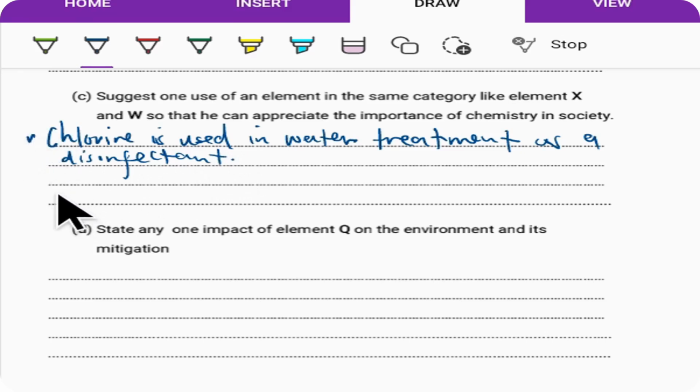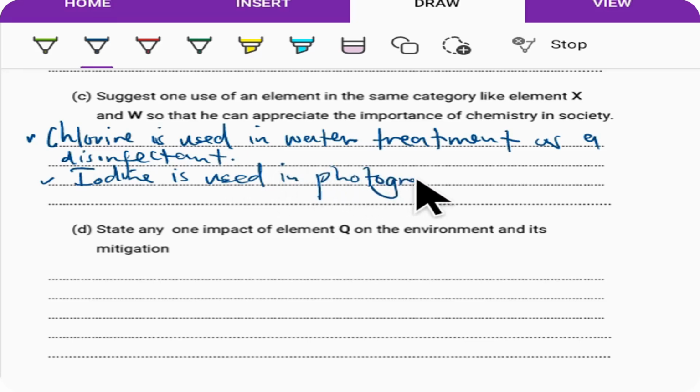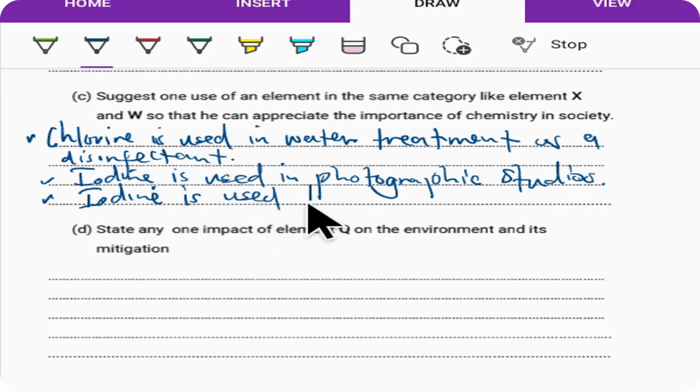That's one. Iodine is used in photographic studios. Also, iodine is used to heal or treat wounds.